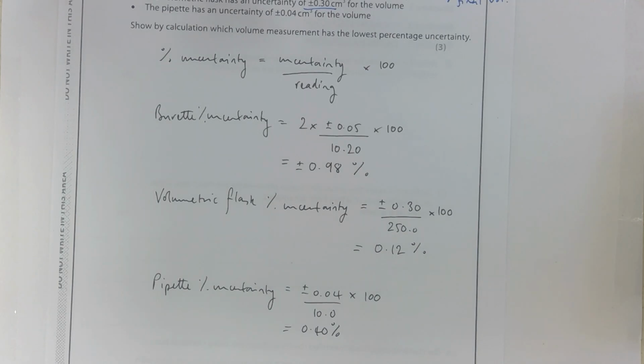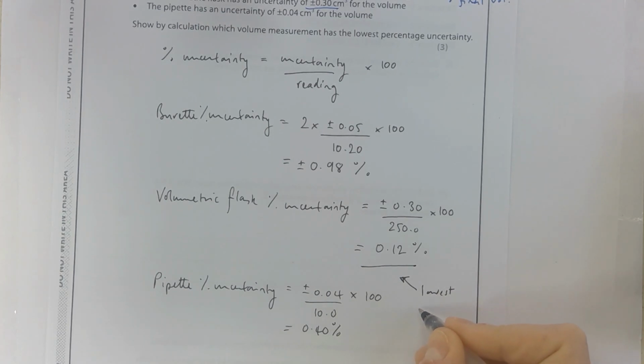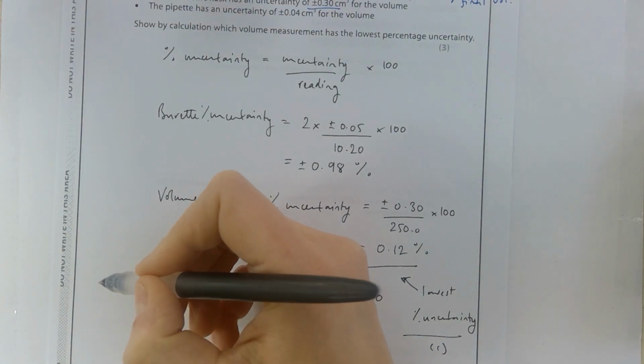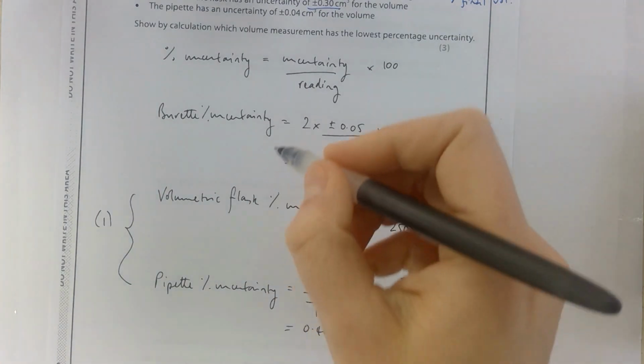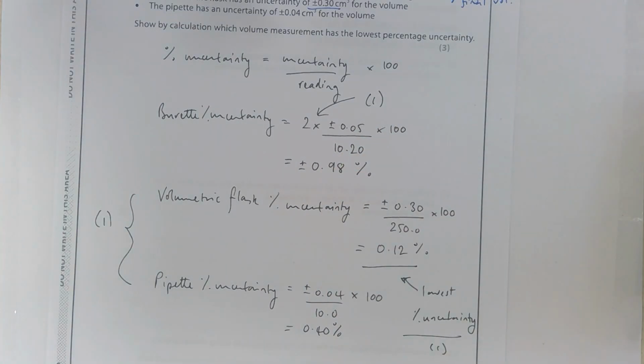Okay, so looking at that, we're asked which has the lowest percentage uncertainty. It is this one. So the volumetric flask. And we get 1 mark for that, so identifying that bit. And we get 1 mark for having these 2 percentage uncertainties correct, because that's easy because there's only one reading. 1 mark here, basically really for identifying that you multiply by 2, and there are 3 marks.